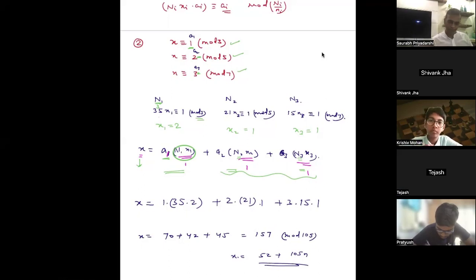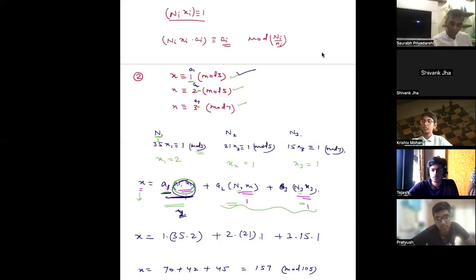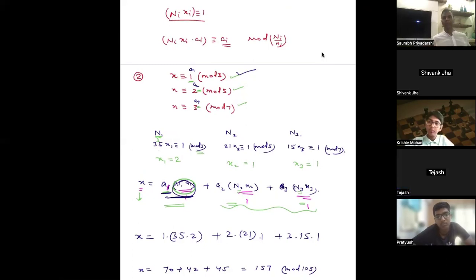Sir, why are we not writing n1 as 35x1 congruent to 2 mod 3? If I write 2 mod 3, this number n1 into x1 will be 2, and multiplying with a1, which is 2, will be 4, right? But my question is, when I'm dividing this by 3, our question says we get remainder 1. But if I take the number as 2, we get remainder 2. That will obviously be wrong. That's the reason we are not doing that, right?